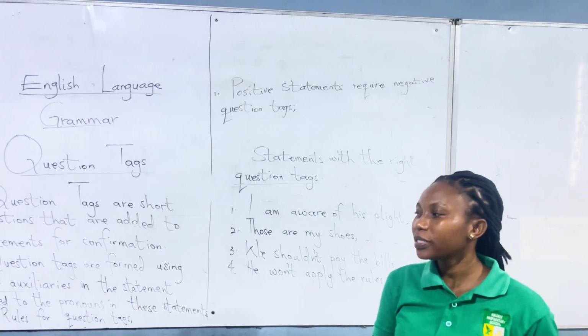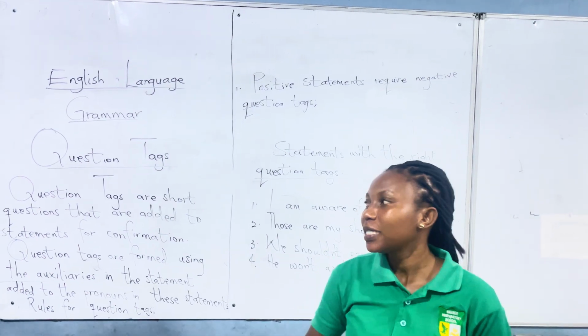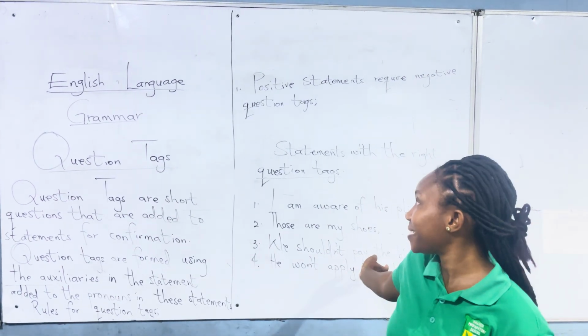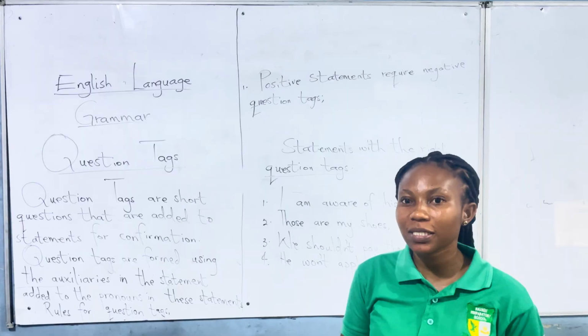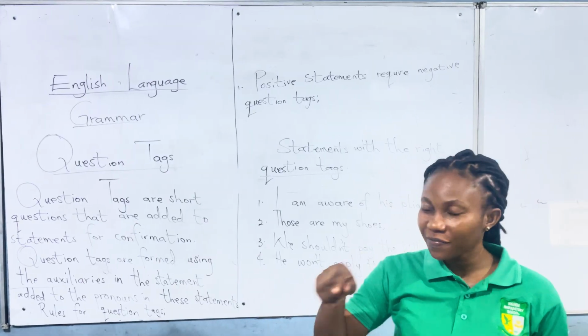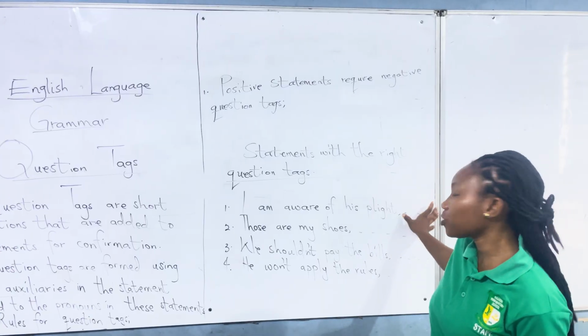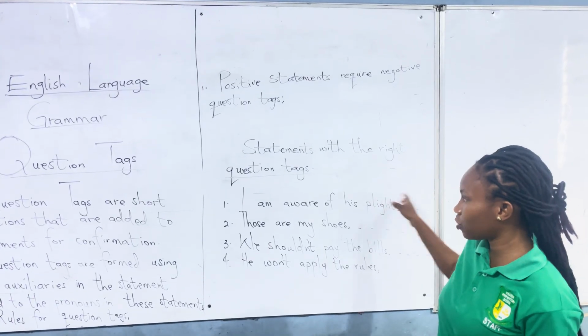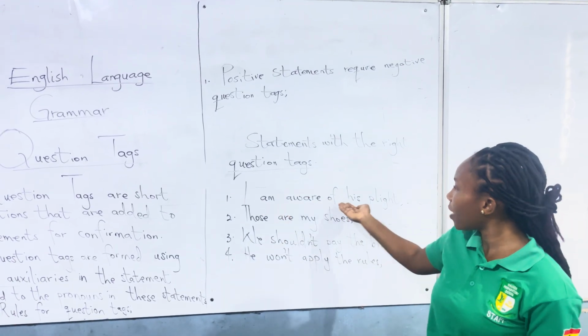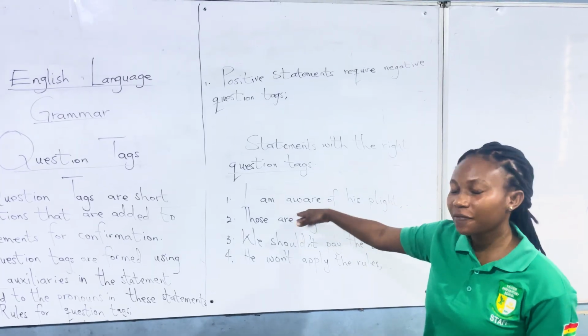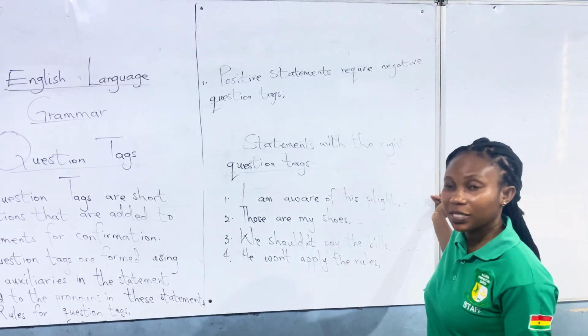Alright, so since I want the lesson to be more interactive, these are examples of statements that need the right question tags. So I want you to pause this video and check these statements out. Write the right question tags that are needed for this. So number 1, we have, I am aware of his plight. This is a positive statement. So what would be the question tag?